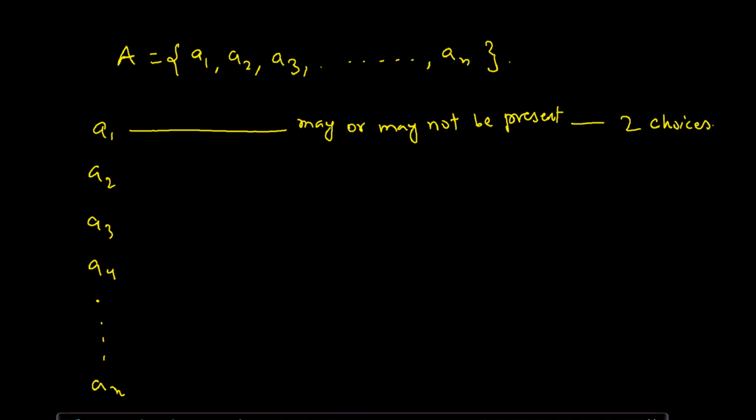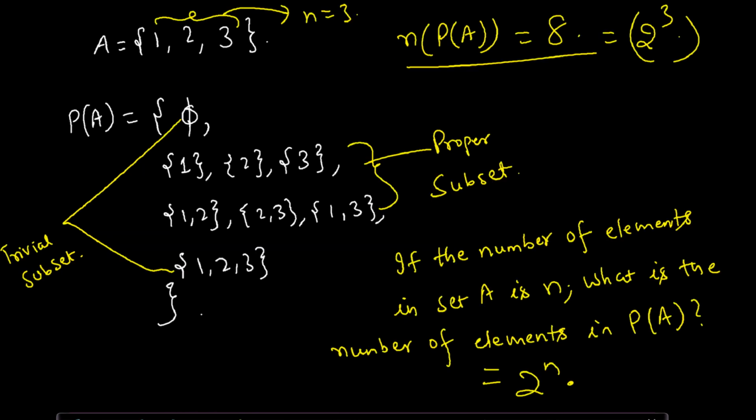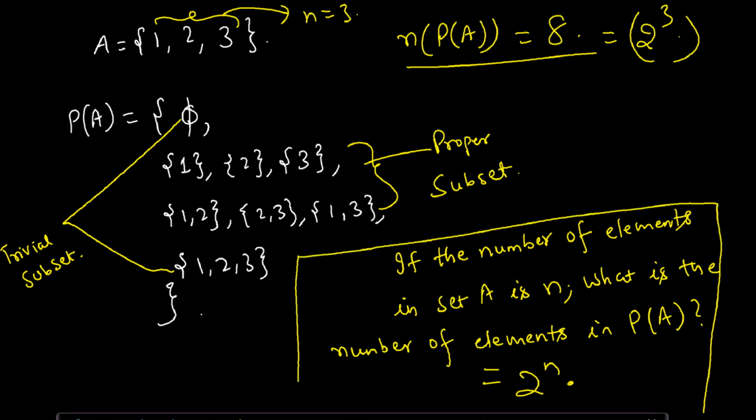Okay, or you can say ways. Basically, this question, how many elements will be there in the power set of A, is very much like the question, in how many ways can you make a subset of A.